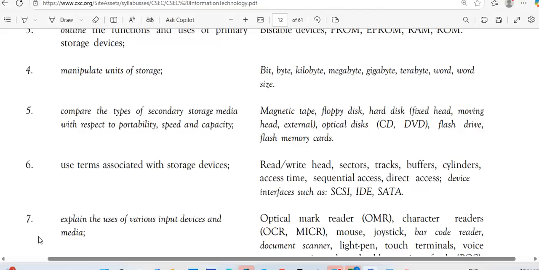Now, speed refers to how quickly data can be accessed, read, or written on a device. Speed is usually measured in terms of access time, transfer rate, or bandwidth. Capacity refers to the amount of data that a device can store. Capacity is usually measured in bytes, for example kilobytes, megabytes, gigabytes, terabytes. All right, so we're going to look at the secondary storage devices in terms of their portability, speed, and capacity.